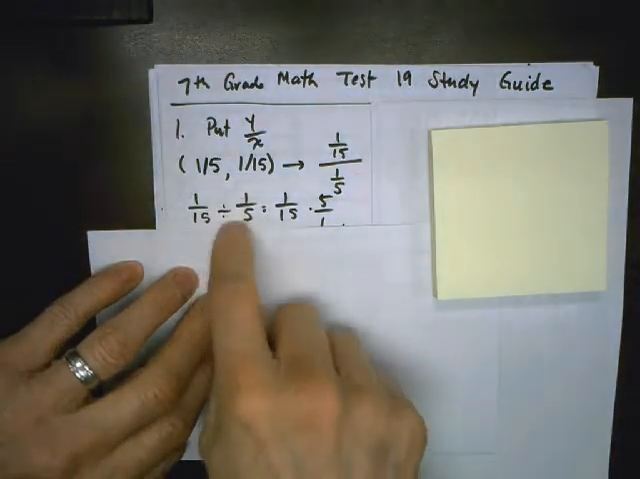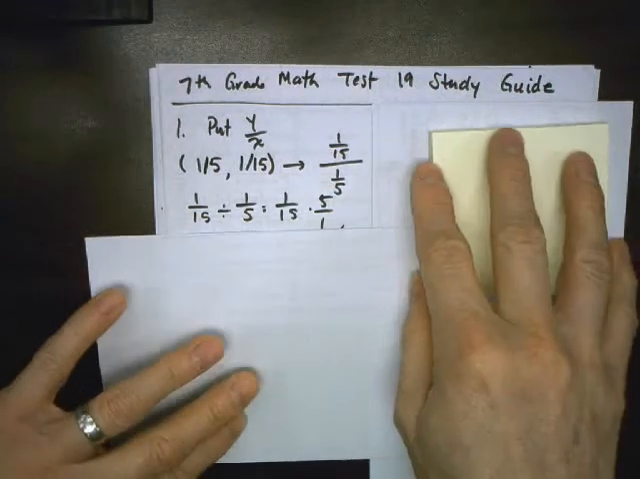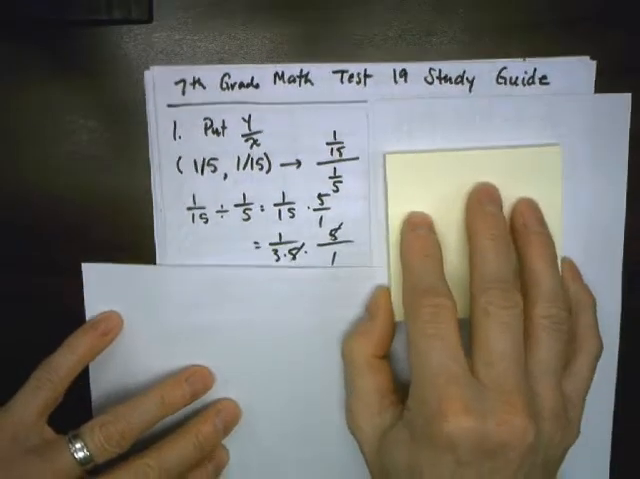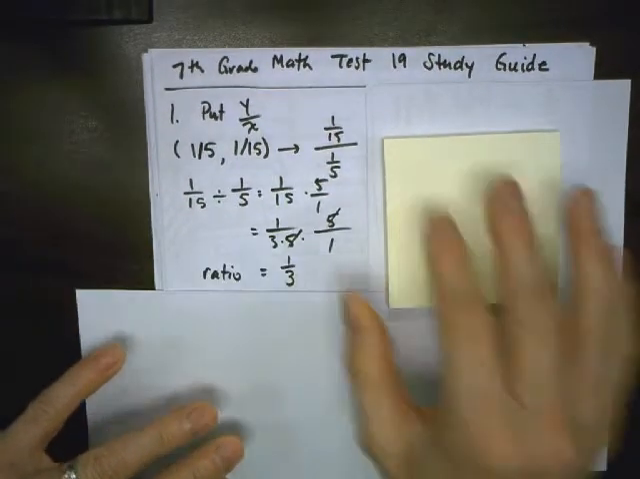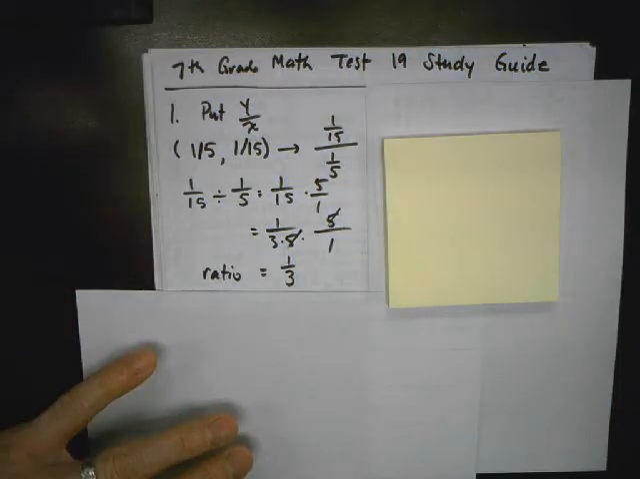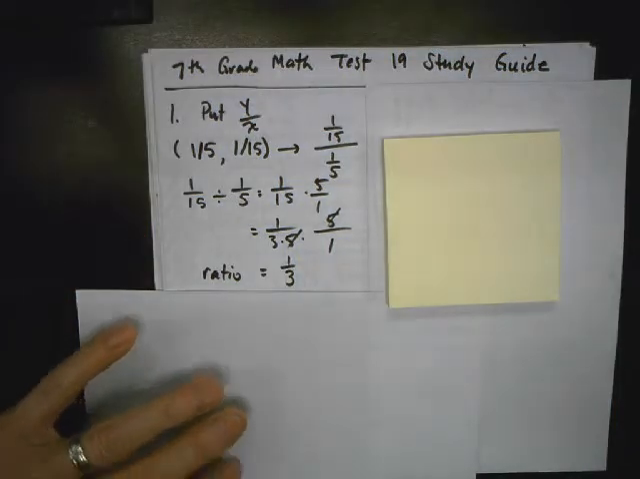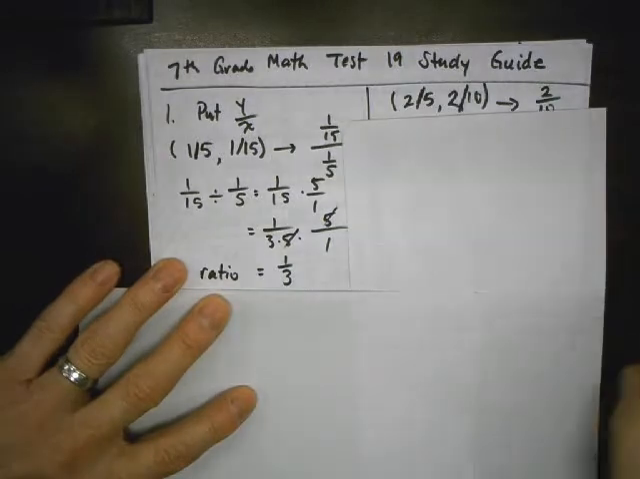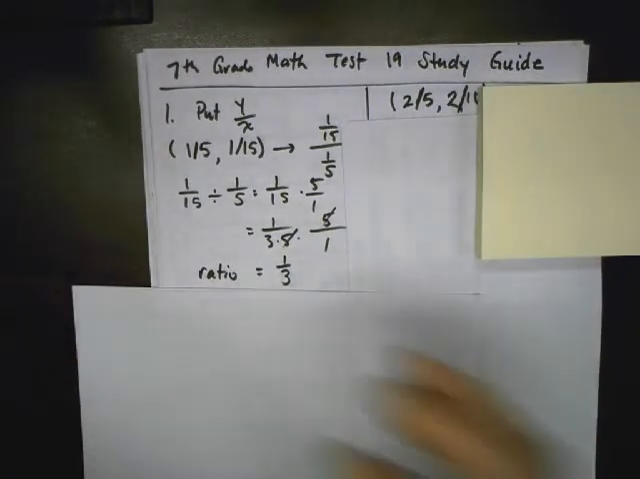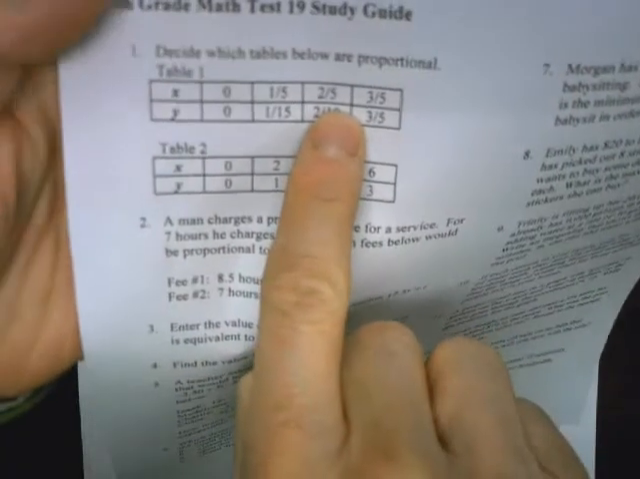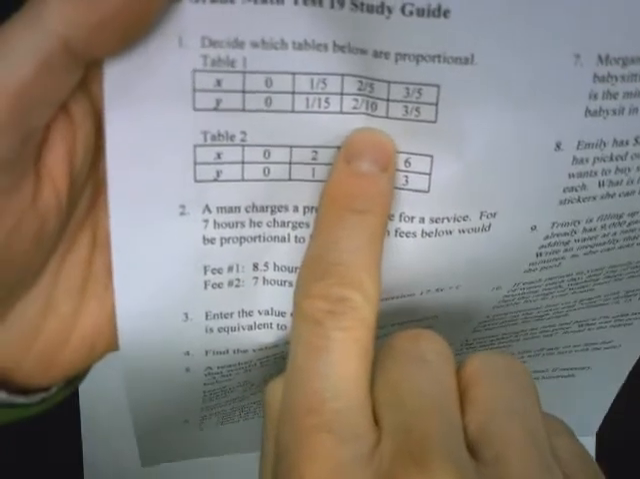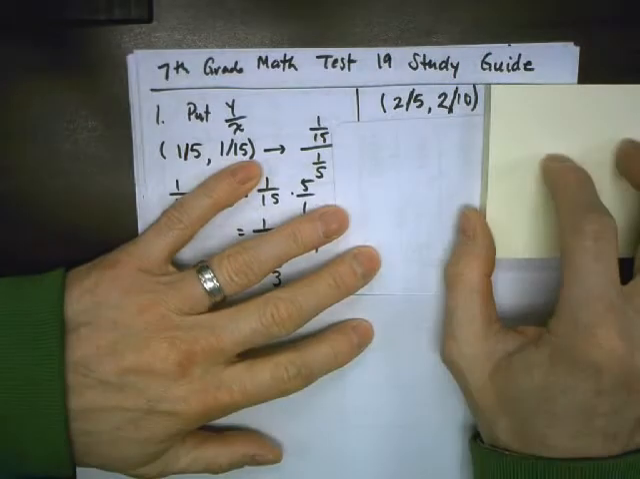I never change the first one. I multiply, flip the second one upside down, and that's when we go to factor trees and cross out our ones, and we get a ratio of 1 to 3. Okay? So when I put y over x, I get a ratio of 1/3. Over here on this side, I get my next set of coordinates for my table. The x is 2/5, the y is 2/10, so that set of coordinates is 2/5, comma 2/10.